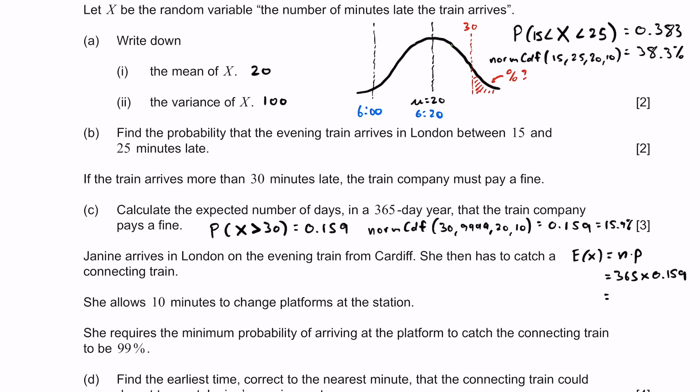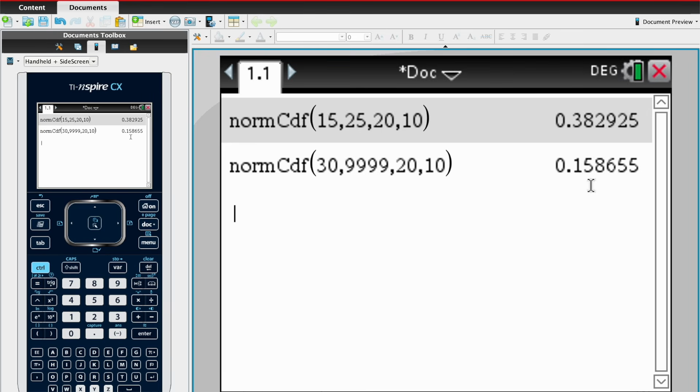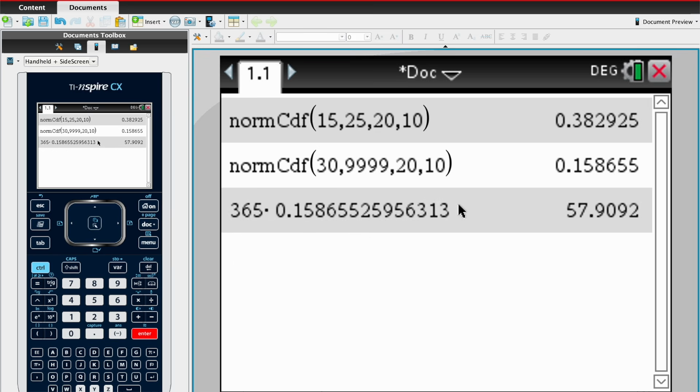Let's go to the calculator and work this out. 365 times 0.159. Actually, for better accuracy, let's just copy paste this. That's a fair bit of accuracy. That gives 57.9092. Okay, so that's our answer. 57.9 would be the number of times that we could expect this train to arrive late.